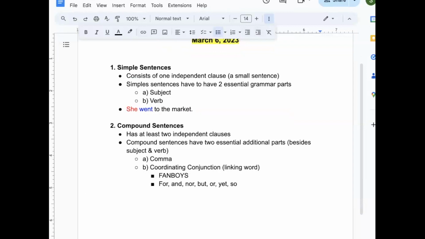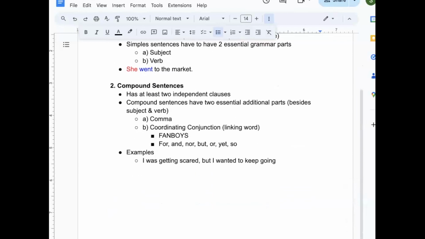So just to give you a quick example. I was getting scared. So we have the subject, verb, it's an auxiliary verb. I was, and then we have the comma and the coordinating conjunction. Then we have the second clause. So we don't include but in the second clause. I wanted to keep going. Subject and verb. So both of these are independent clauses. And then they have in the middle the comma and the linking word. Any questions about that one?